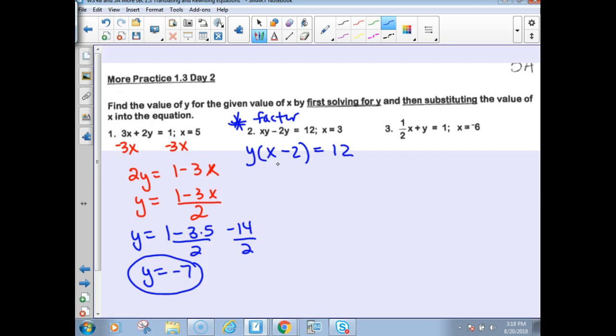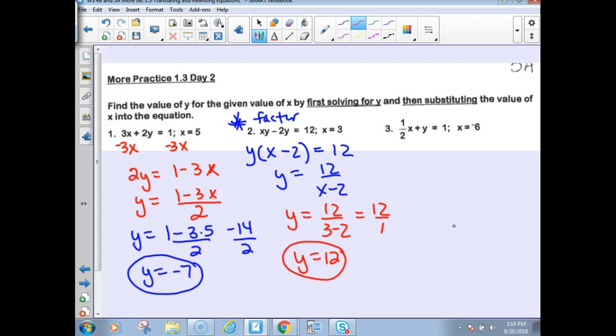I need to get y alone, so I'm dividing by x minus 2. Next, I'm substituting in the value of x is 3. 12 over 3 minus 2. 3 minus 2 is 1, and that means that y is just 12.